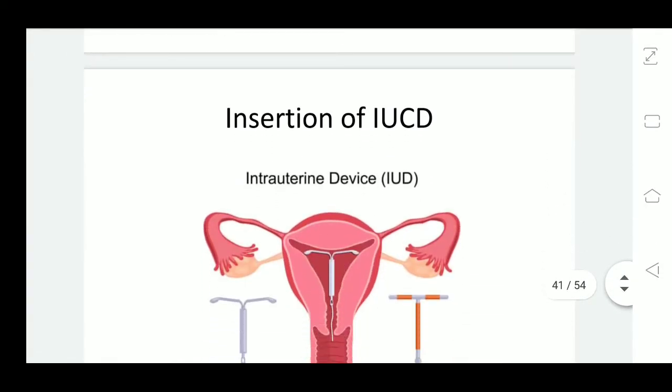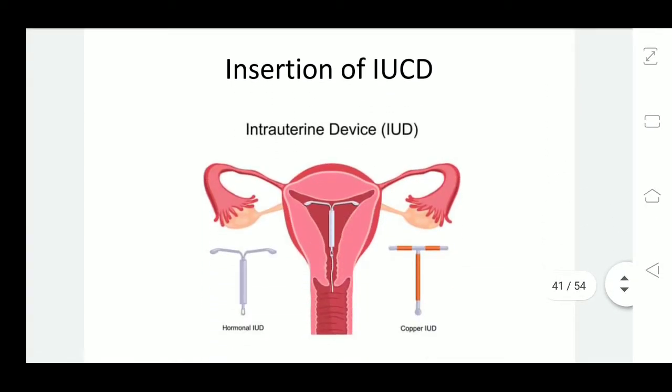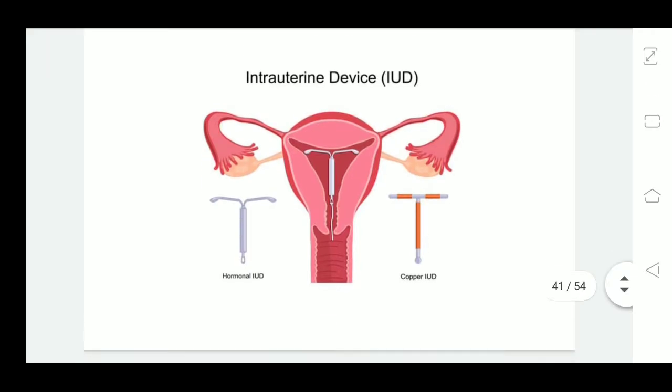After the introduction of IUCD, it will be placed like this, with the transverse arms at the fundus, the vertical stem in the center, and with the IUCD thread hanging outside the external os. You can see the hormonal IUCD on the left side and the copper IUCD on the right side.